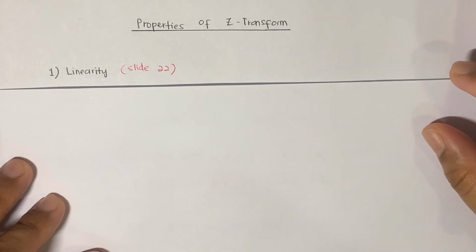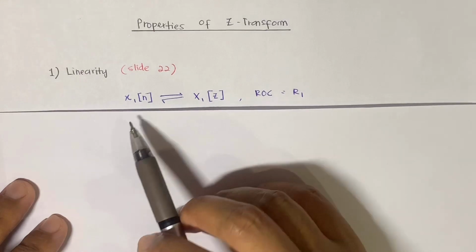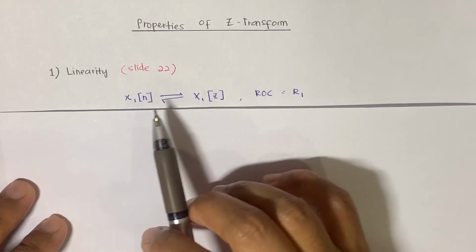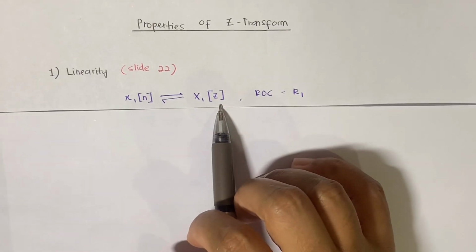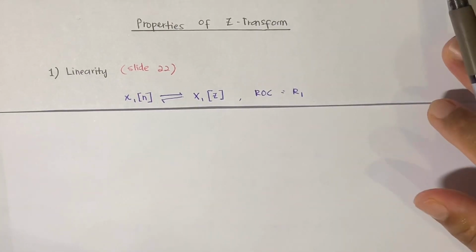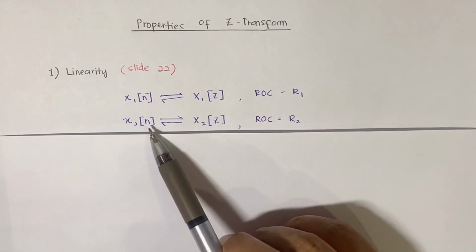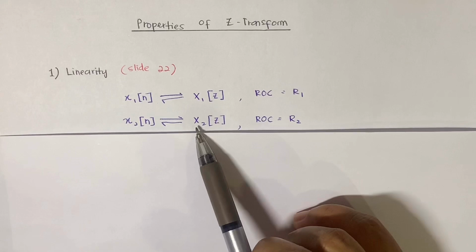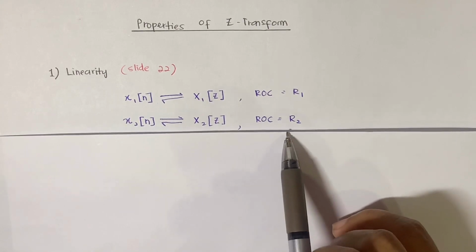To understand this property, let's say we have a discrete time signal x1[n], whose Z transform is X1(z) with ROC equal to R1, while the second signal x2[n] has Z transform X2(z) with ROC R2.